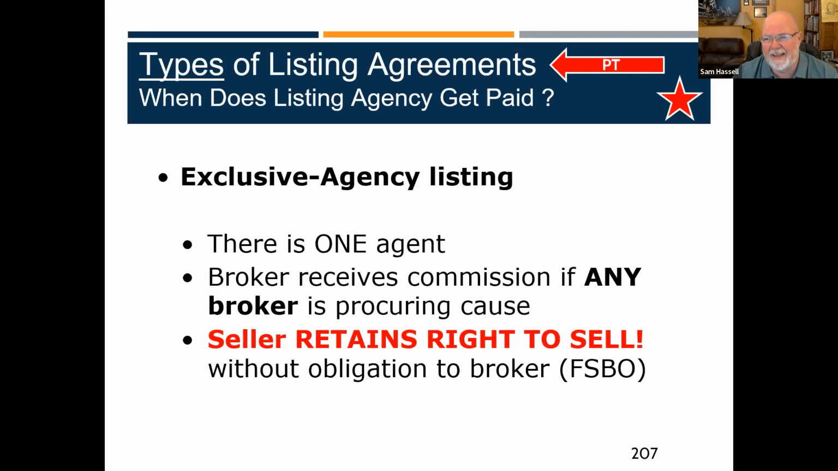Now, the second one that I doubt you're going to see in your career is an exclusive agency listing. That means there's just one agent in an exclusive agency listing, and the broker receives a commission if the broker is a procuring cause, right? Somebody brings it. But the seller retains the right to sell without obligation. So they can still sell it as a for sale by owner, but if you bring the buyer, they'll pay you.